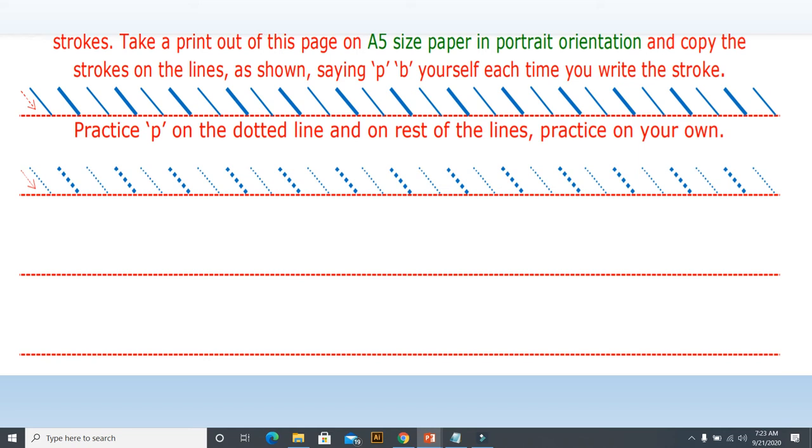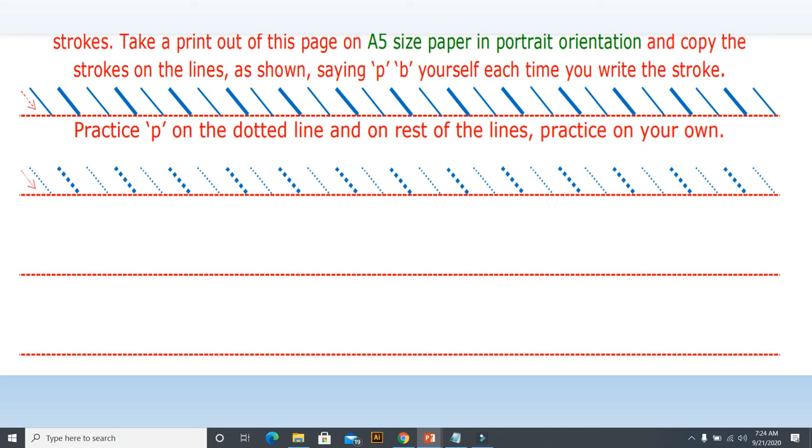So you start from the top and go to the bottom and touch the line. The first symbol is P, then second is B, again P, B, P, B, P, B. So you complete all of this first line. Then in the second line, the bold dotted lines are B, and the lighter dotted lines are P. So you have to write a complete page of a register. All of this you have to write on a page.